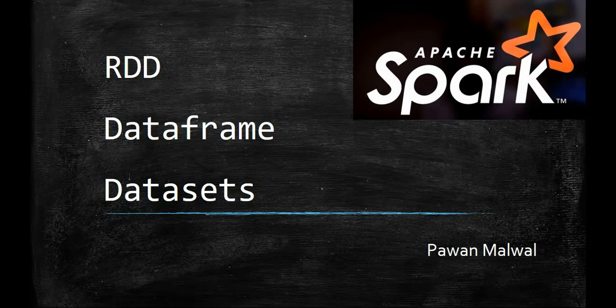My name is Pawan Malwal, and today I'm going to discuss one of the very common as well as interesting topics in Apache Spark. That is the difference between RDDs, DataFrames, and Datasets. I find it a little confusing sometimes, and I've also observed that for beginners, it's difficult to understand the difference between these three different types of APIs available in Spark.